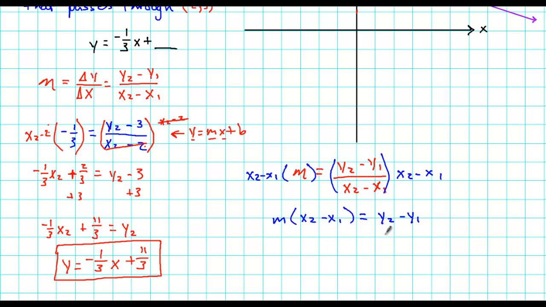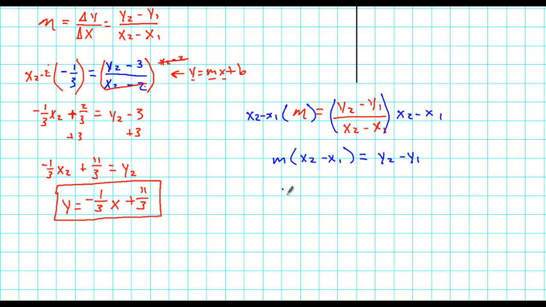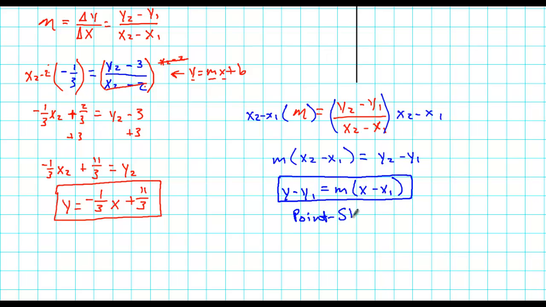So I'm also going to flip this around. I'm going to use my symmetric property of equality that says I can just flip these and write them in a different order. I'm going to write y minus y1 equals m times x minus x1. And this is a formula that you can always use to find the equation of a line anytime you know one point and the slope. And it's called the point-slope form of a line. So this is something you're going to have to memorize.